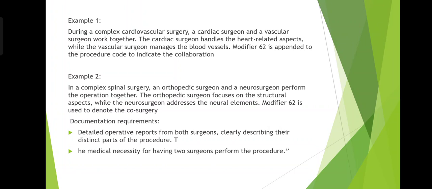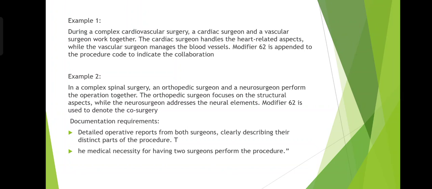Example 1. During a complex cardiovascular surgery, a cardiac surgeon and a vascular surgeon work together. See here, two different surgeons, a cardiac surgeon and a vascular surgeon, working together. The cardiac surgeon handles the heart related aspects while the vascular surgeon manages the blood vessels. So modifier 62 is appended to the procedure code to indicate the collaboration of two different surgeons in a single procedure.